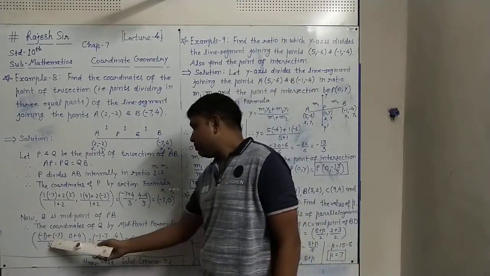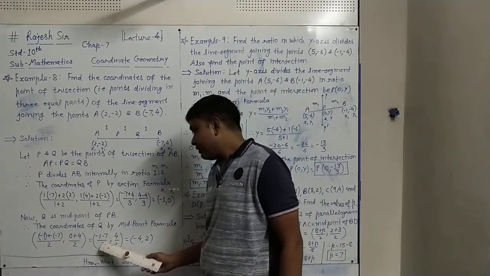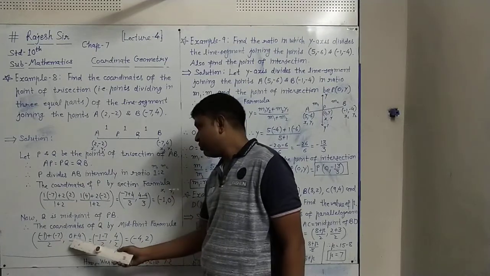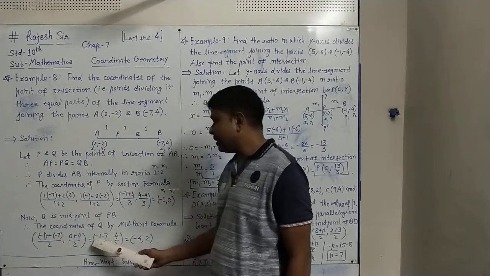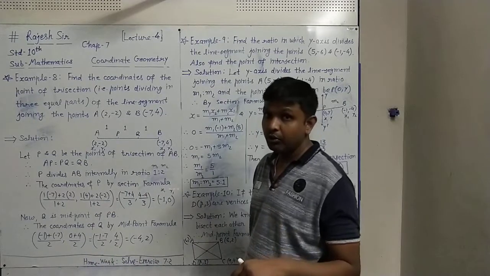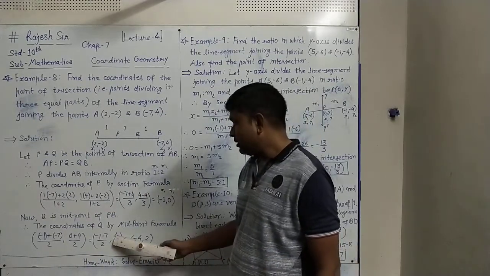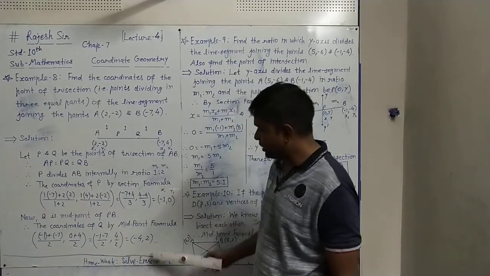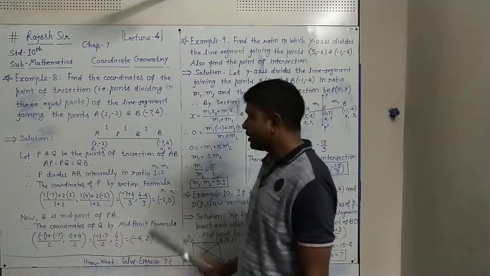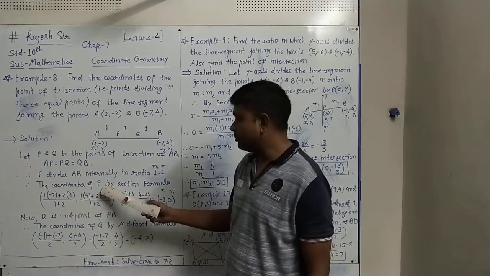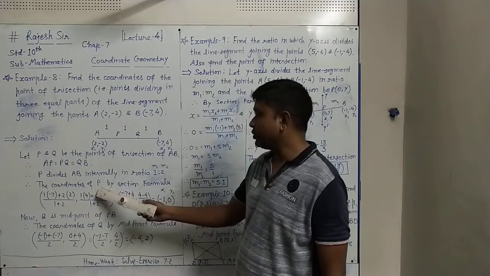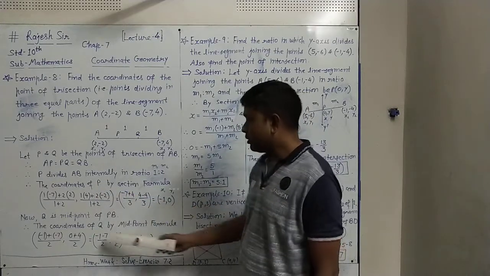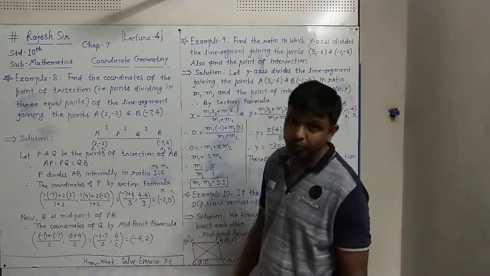Minus 1 as it is, plus minus 7, it will be minus 7, upon 2. 0 plus 4 is 4 upon 2. Minus 7 minus 1 is minus 8 upon 2 will give minus 4, comma 4 upon 2 will give 2. So this is the coordinate of Q as well. So both the intersection points' coordinates we got: coordinates of P are (minus 1, 0), coordinates of Q are (minus 4, 2).